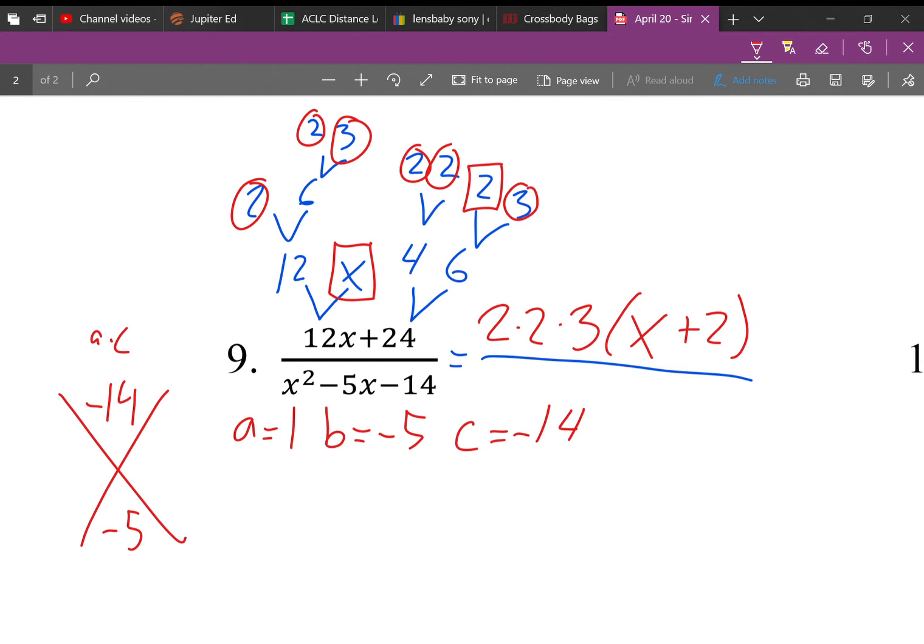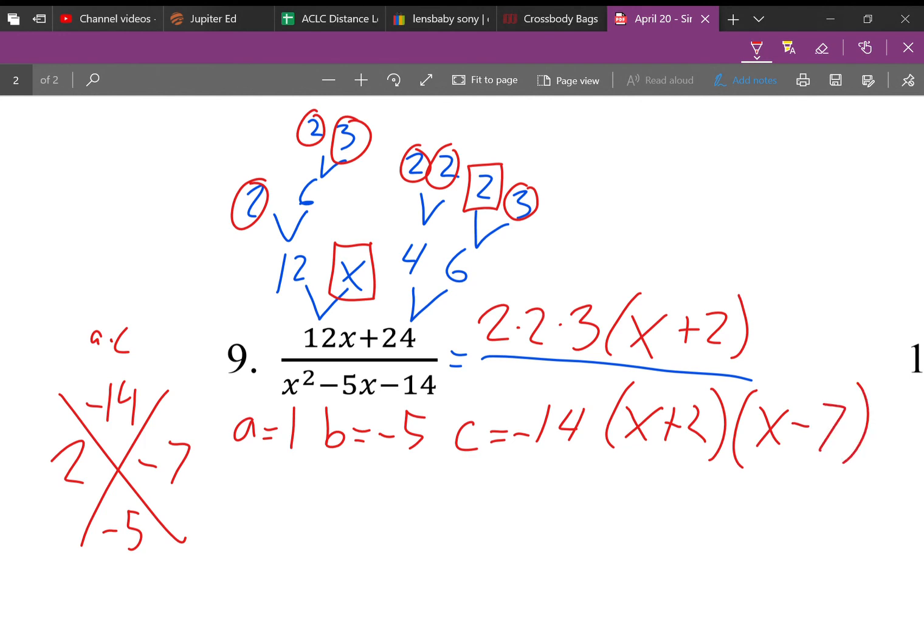Now, let's say I chose negative 14 and positive 1. Well, that would give me negative 13 on the bottom, which is not what I want. So I think what ends up working here is positive 2 and negative 7. Where 2 times negative 7 is negative 14, and 2 plus negative 7 is negative 5. Ooh, and I have a lot of room here. I'll still squeeze it in here. So I have x plus 2 and x minus 7 as my factored denominator.